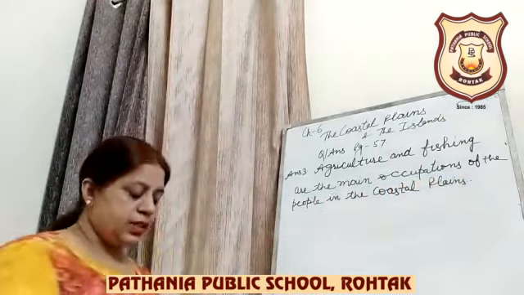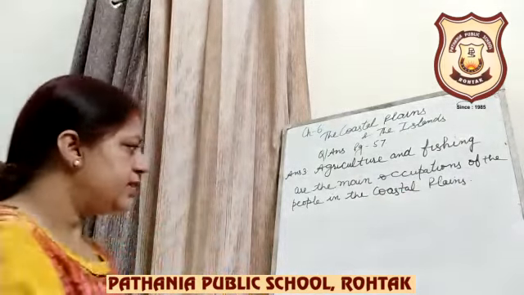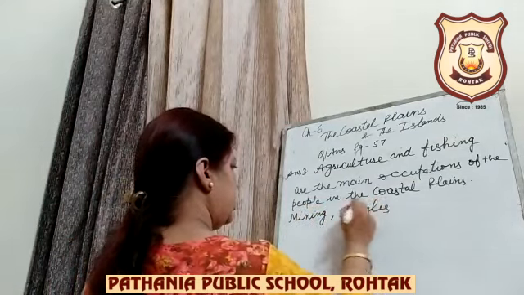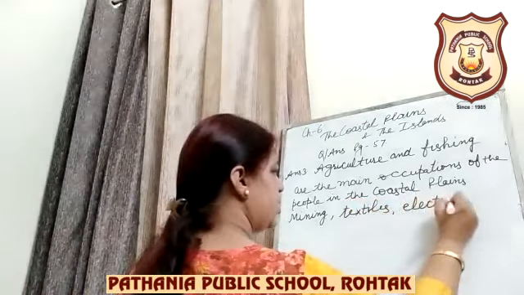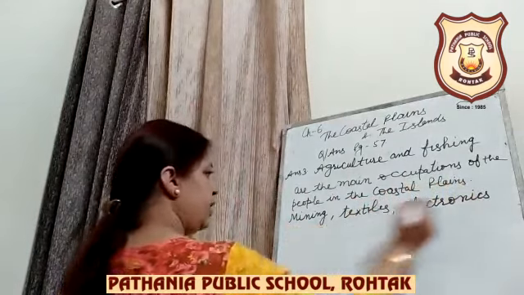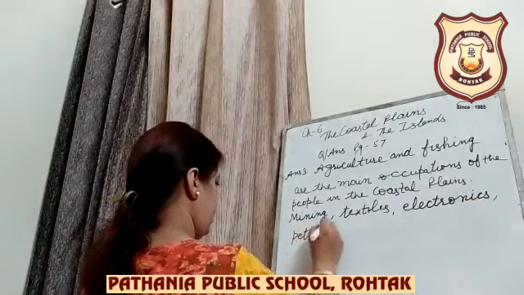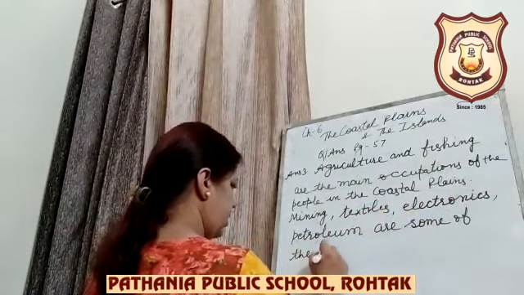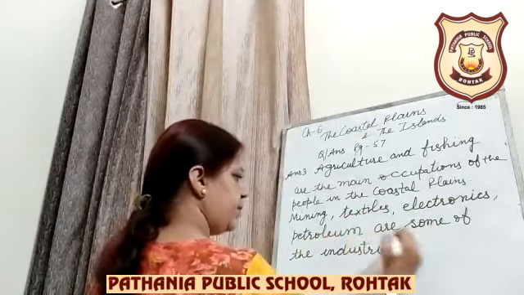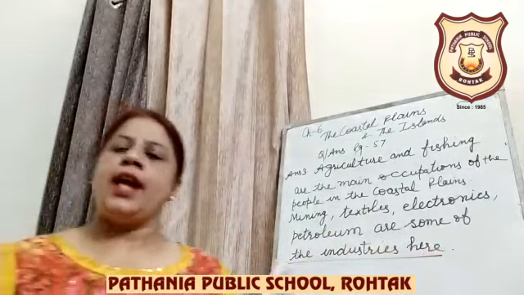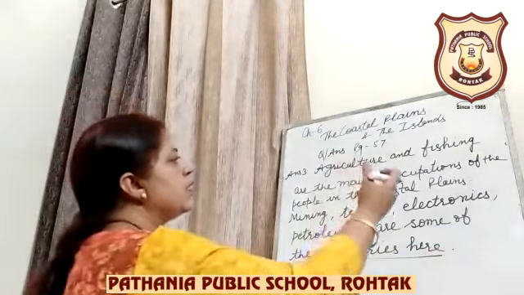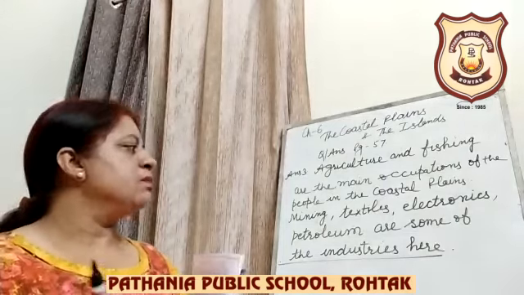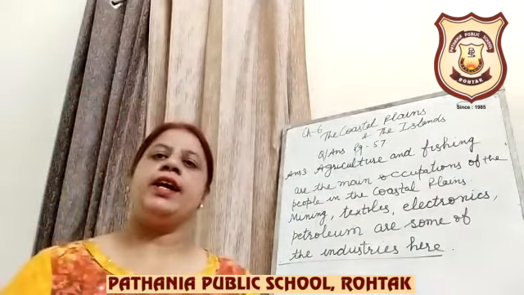Okay, children. And you know some other industries. I'm telling you the names, and that are mining, textiles, electronics, petroleum, are some of the industries here. Okay, children, as you know that land is fertile, so agriculture and second thing, fishing, that are the main occupations of the people in the coastal plains, and mining, textiles, electronics, petroleum, these are some of the industries here. So you have to write answer in the same way, right?